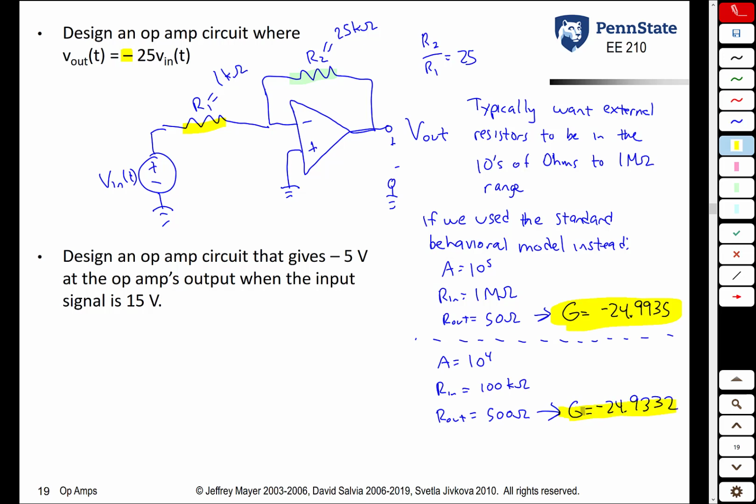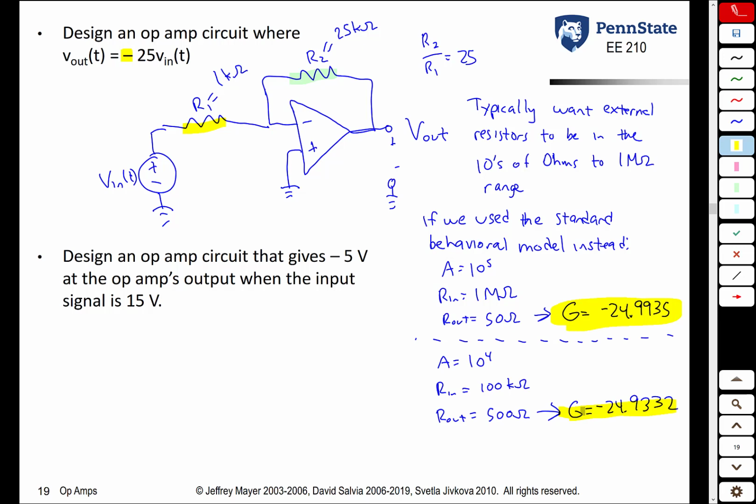Once again, we see here that the ideal model gives us an answer very, very close to the real answer using the standard behavioral model. What this shows once again is that this ideal model works, and because it makes the math so much simpler, it's a worthwhile trade-off. So let's do one more quick example on this page here.